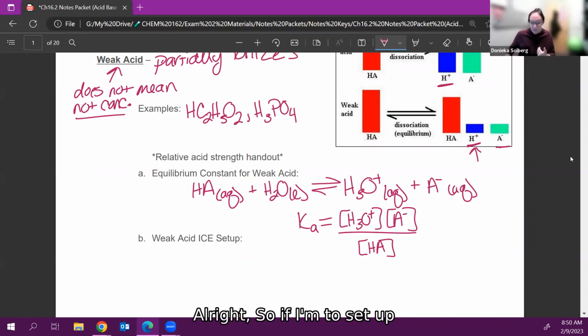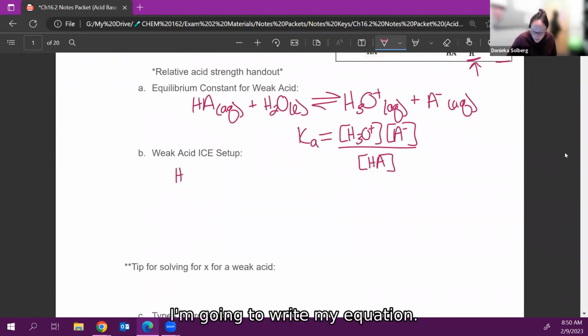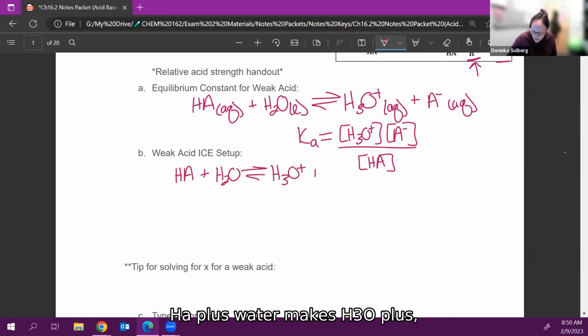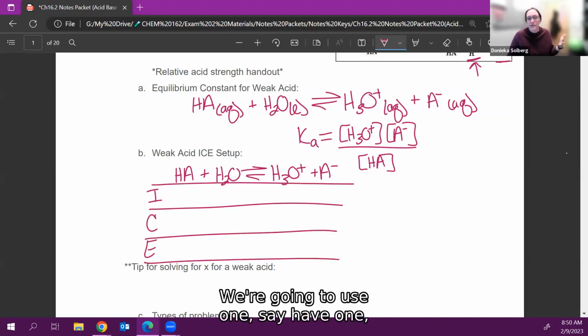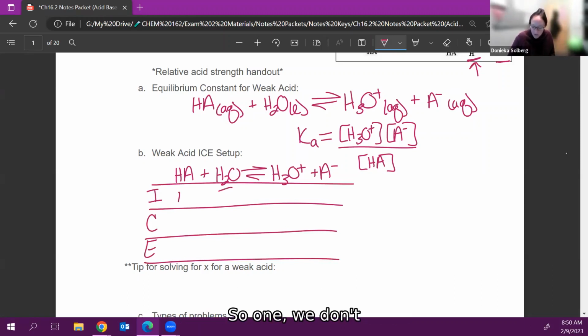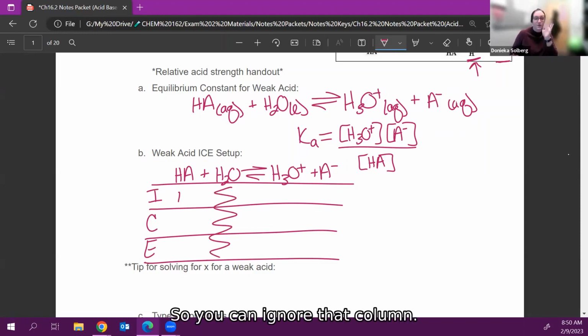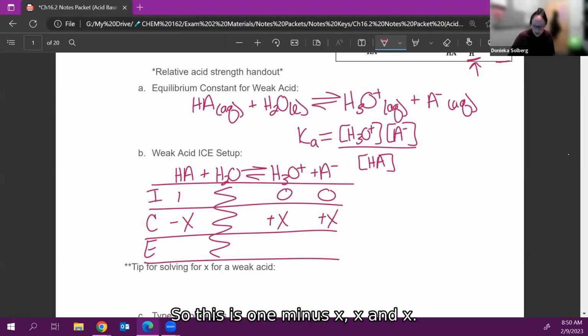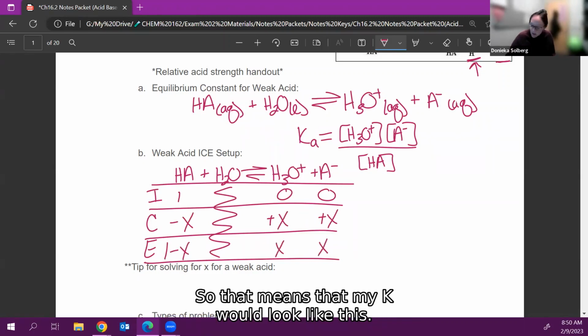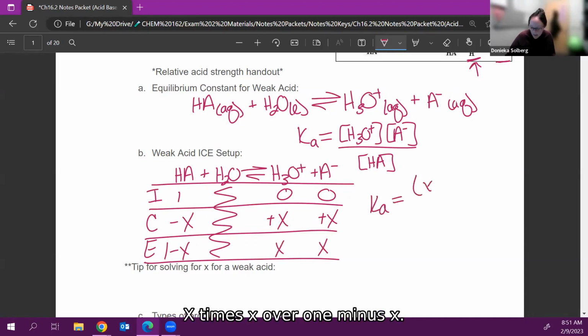All right, so if I'm to set up an ICE table, which will be very similar, I'm going to write my equation, HA plus water makes H3O plus and A minus. I, C, E. Okay, we're going to say I have 1 molar of my acid. So 1. We don't care about the water because it's liquid, it doesn't actually affect anything, so you can ignore that column. I would start with none of my products, like a generic ICE table. This will be minus x, plus x, plus x. So this is 1 minus x, x, and x. So that means that my Ka would look like this: x times x over 1 minus x.